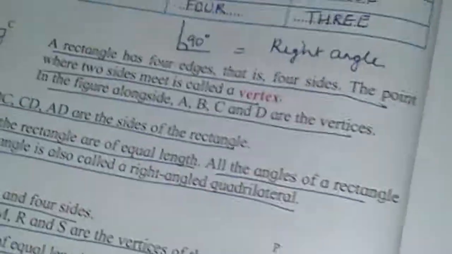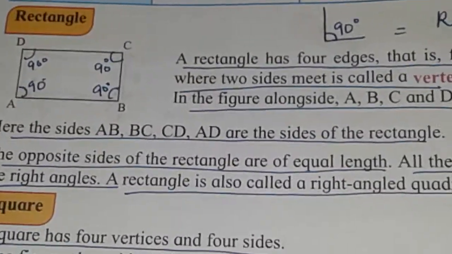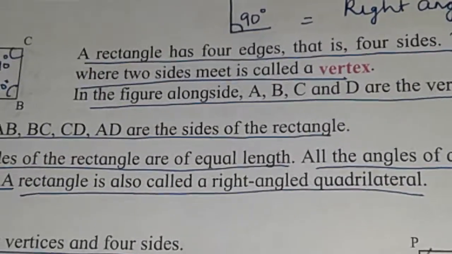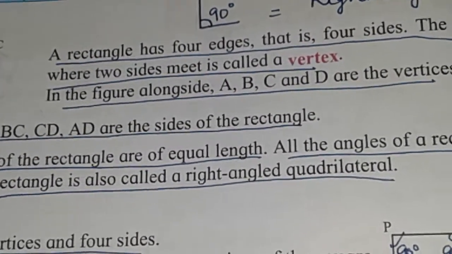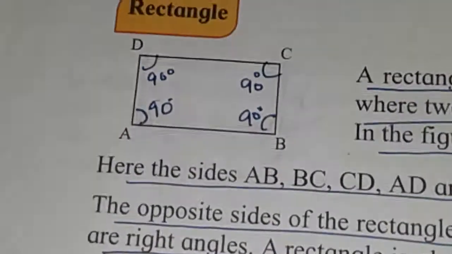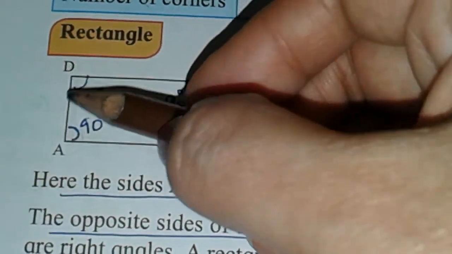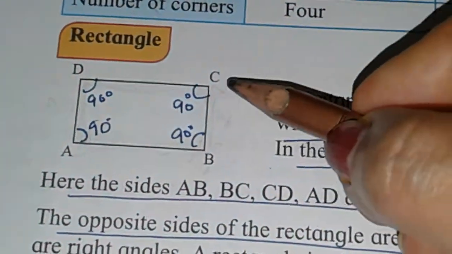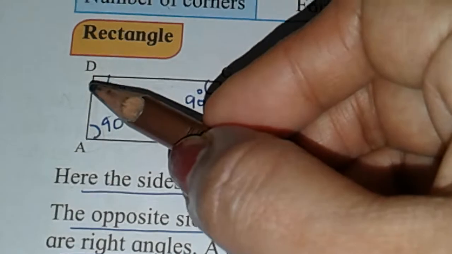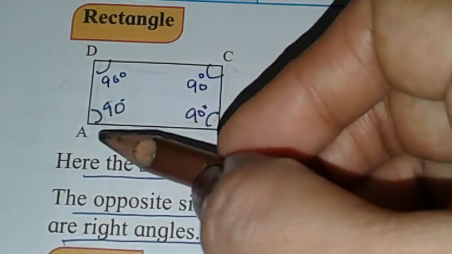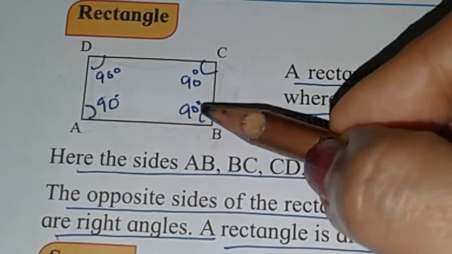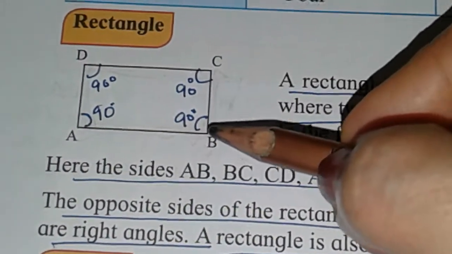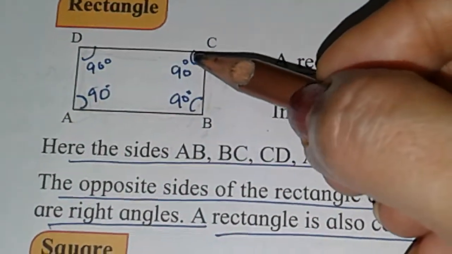Now come to this page number. This is all revision. Rectangle, I am reading this. A rectangle has 4 edges, 4 sides. The point where 2 sides meet is called a vertex. These are the 4 sides, A, B, C, D. So AB, BC, CD, DA are the 4 sides. The sides which are meeting, AB and BC, meet here. This is called a vertex, a corner, okay? And like this same, BC and CD. This is a corner. This is called a vertex.